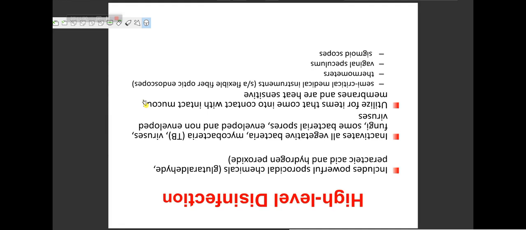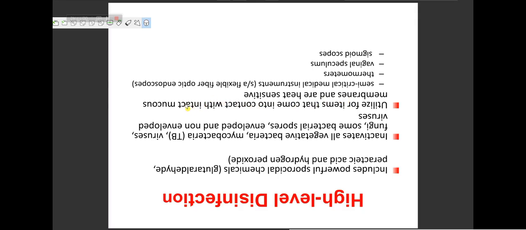Now the next is high level disinfection. It includes powerful sporocidal chemicals. The names are given here: glutaraldehyde, peracetic acid, and hydrogen peroxide. These are the chemicals included here, and they inactivate all vegetative bacteria, mycobacterium TB, viruses, and fungi. So it will inactivate these organisms, right?